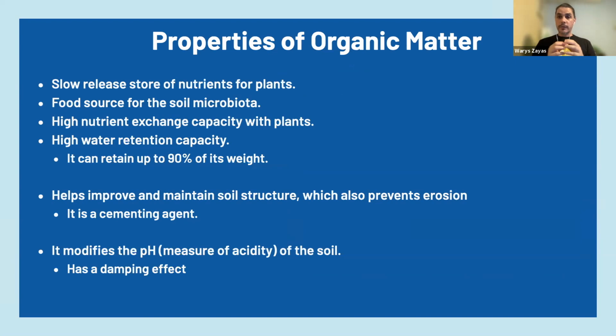So the properties of that organic matter are the slow release and storage of nutrients for plants, a food source for the soil microflora or microbiota, high nutrient exchange capacity with the plants, and high water retention. The organic matter has the potential to retain up to 90% of its weight in water, and helps improve and maintain the soil structure. And I just mentioned, with the microorganisms, it also prevents soil erosion, because it is a cementing agent.